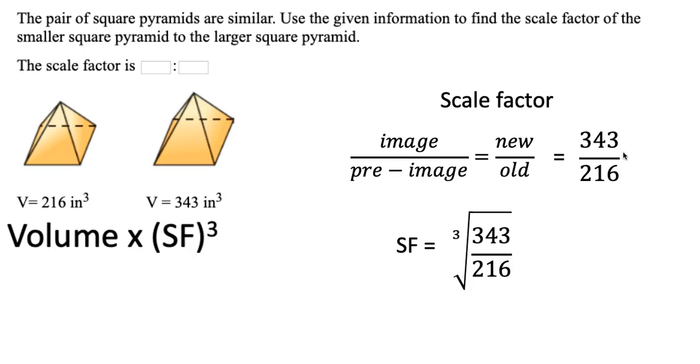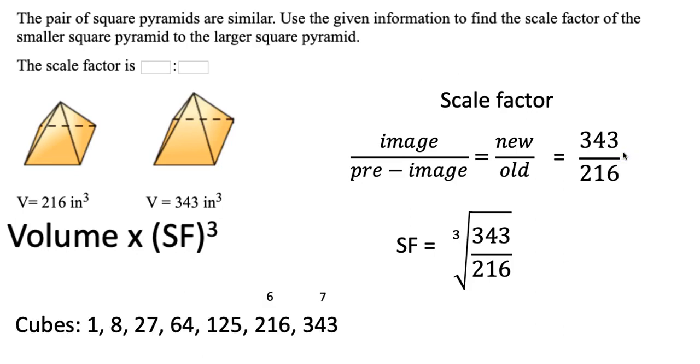Now, here's the tricky part. Do you simplify? Do you not simplify? It would help to remember the cubes. 1 times 1 times 1, 2 times 2 times 2, 3 times 3 times 3, and so on. And we notice that the cube root of 216 is 6, and the cube root of 343 is 7. So it gives me a scale factor of 7 over 6. We know this is correct because we're going from a smaller pyramid to a larger pyramid, and so our answer must be greater than 1. So we have 7 over 6.